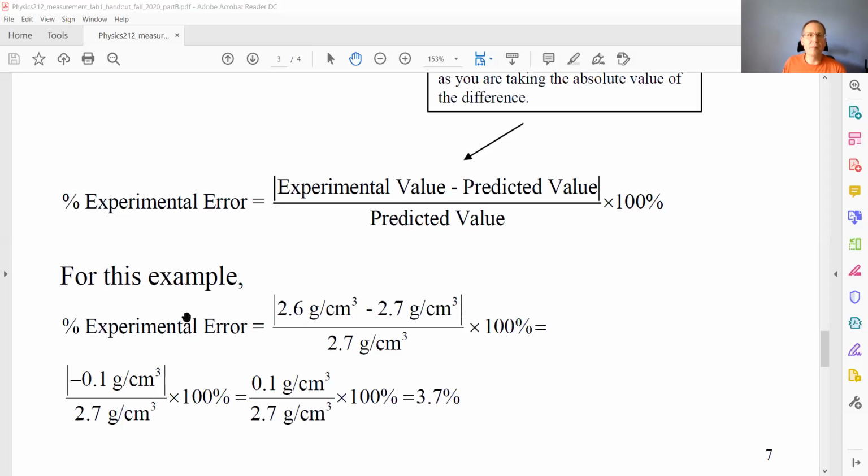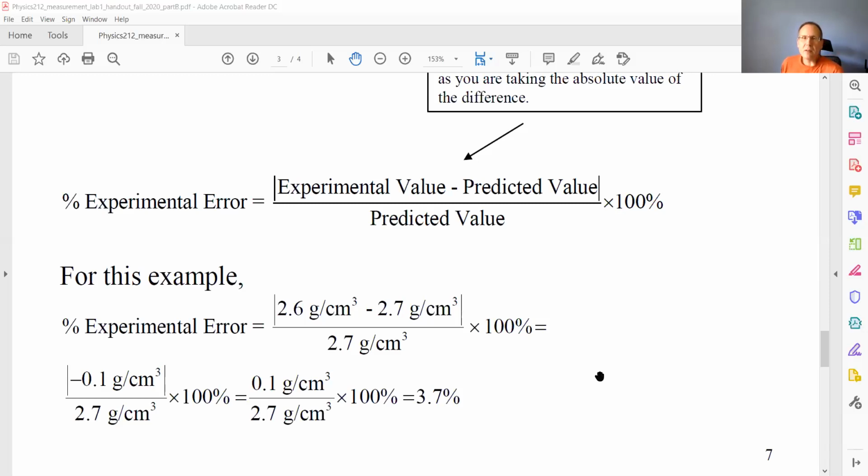So in this example, we had, say, 2.6 as our experimental value, minus the gold standard, 2.7, but then absolute value, so that'll be 0.1. I divide that by 2.7, so I did it down here, and then times 100, and that will give me a percent experimental error of 3.7%. Okay, and the lower the better, right? The lower means it's closer to the gold standard.